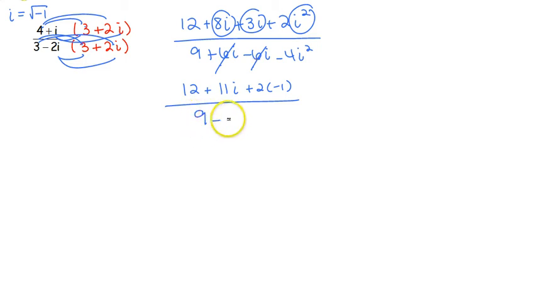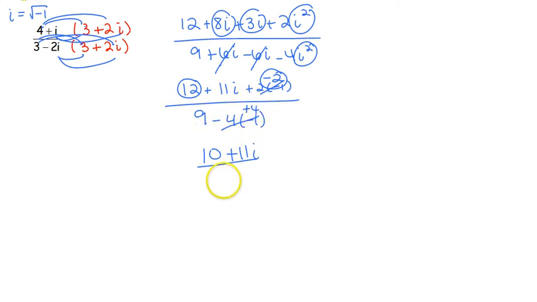So I've got 9 minus 4, and again, i squared is a negative 1. So on top now, we've got 2 times negative 1, that's a negative 2. So 12 minus 2 gives us 10, plus 11i on top. Negative 4 times negative 1 is a positive 4. 9 plus 4 is 13 on the bottom. 10, 11, 13. All three numbers don't share any factors, so there's nothing that can be reduced there.